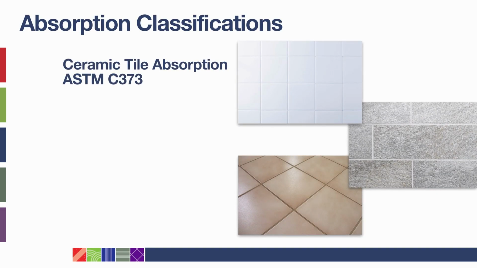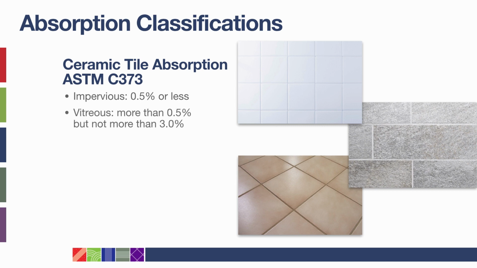The American Society for Testing and Materials Water Absorption Test, ASTM C373, allows for the classification of tile and stone according to what percentage of its weight it absorbs in water. These classifications are useful when specifying materials for various environments. Ceramic tile with an absorption level of 0.5% or less is deemed impervious.